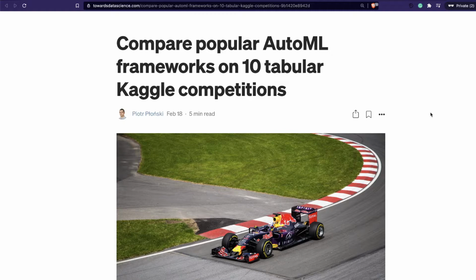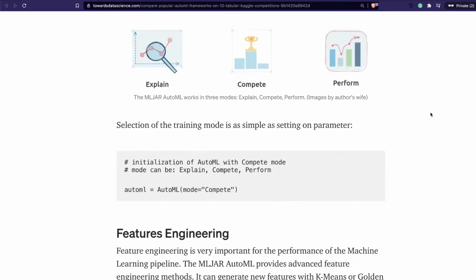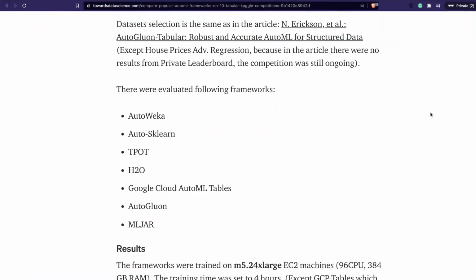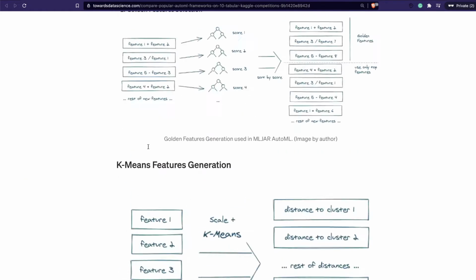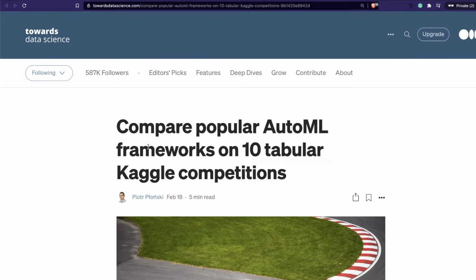Okay, so to quickly say what the AutoML frameworks are that we are going to compare, you can see here: Auto-WEKA, auto-sklearn, which stands for scikit-learn, TPOT, and H2O.ai. H2O.ai as a company has a driverless product, that is a paid product, but it also has a bunch of open source packages, and they've got an AutoML package. Google Cloud AutoML Tables, if you have GCP, you can access it. AutoGluon is another open source package, and MLjar, which is actually something that Piotr has created.